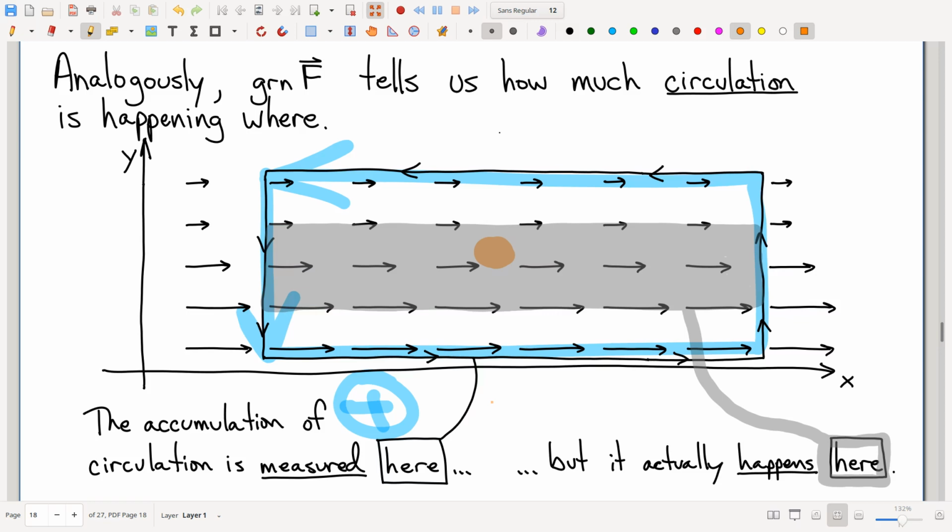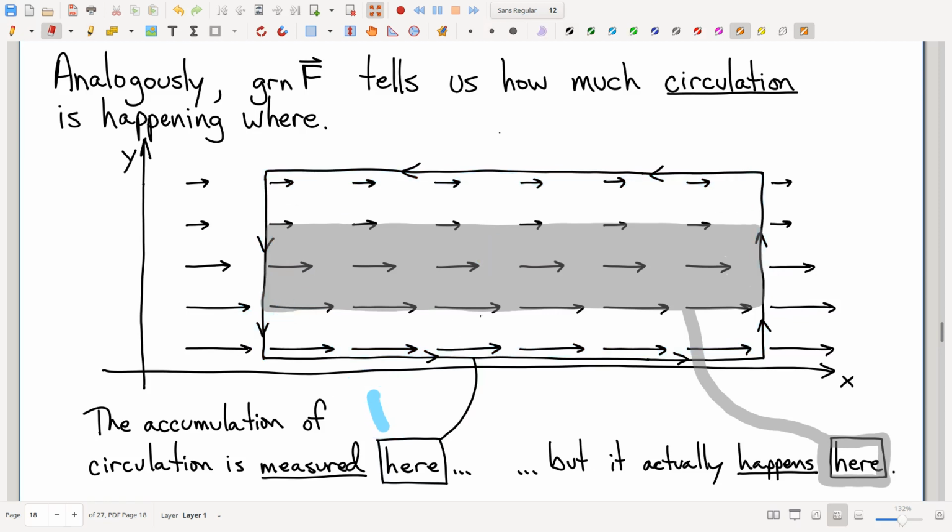And if you compute Green's operator, and again, this is a manufactured vector field that I just made up, but if you were to write down formulas and actually compute dQ/dx minus dP/dy, at this point Green's operator is positive. At these points up here and down here, Green's operator is 0. Green's operator will literally tell you where the circulation that you measure on the boundary is literally happening in the interior. Is that cool?